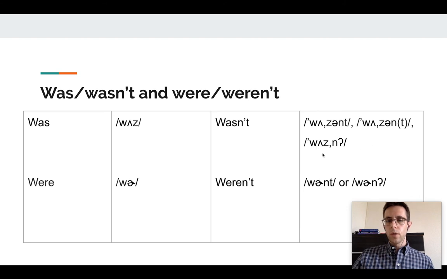I wasn't at home. She wasn't at home. Okay. Next is were. In the same way, the sound is were, and then weren't. We weren't at home. We weren't at home. Or we weren't at home.